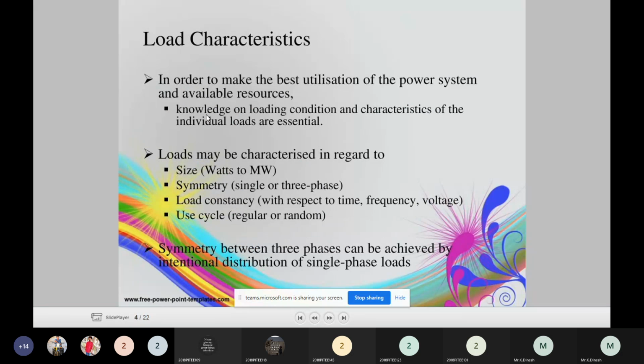And load characteristics. In order to make the best utilization of the power system and available resources, you should be aware of the loading condition, and the characteristics of the individual loads are essential. You should keep an eye on all your loads and be aware of all your load performances. Loads may be characterized in regard to size. Size means watts to megawatts.